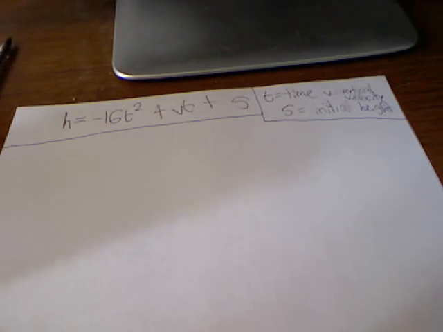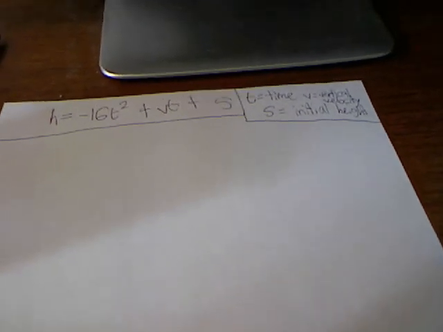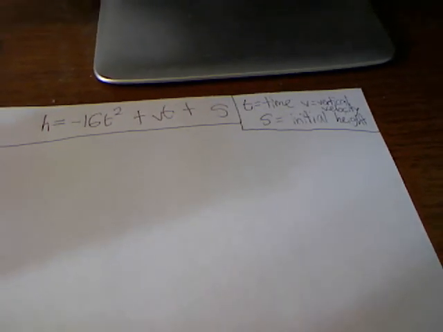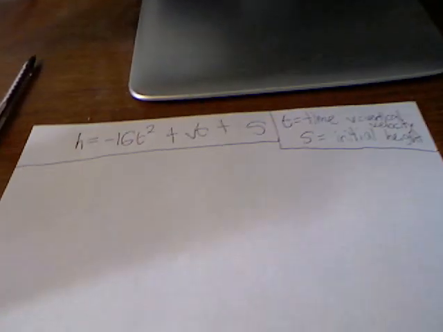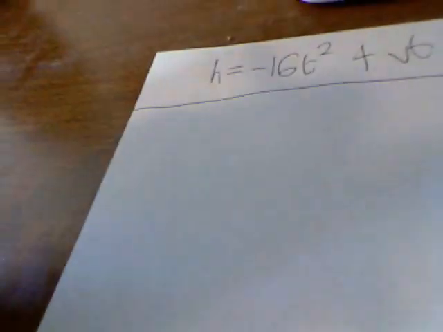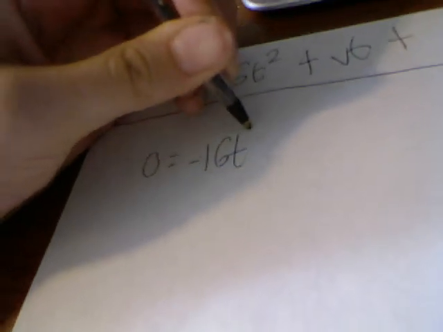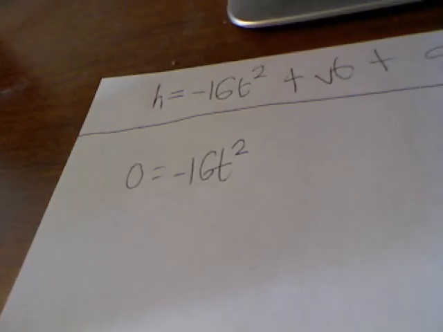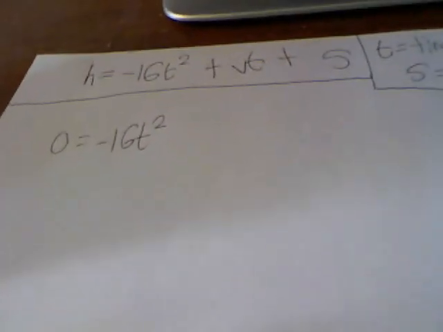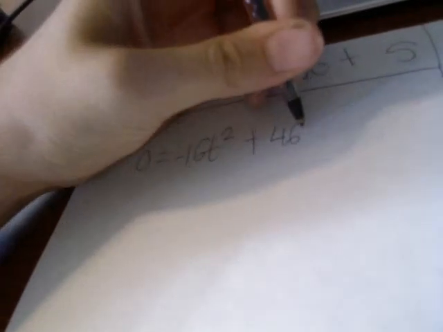So our formula is h equals negative 16t squared plus vt plus s. t equals time, v equals vertical velocity, and s equals initial height. We don't know what the h is, so we're going to set it to 0. They said that our vertical velocity was 46 feet per second, and our initial height was 6 feet.